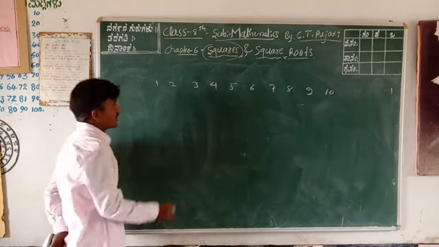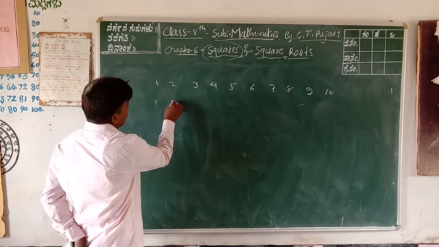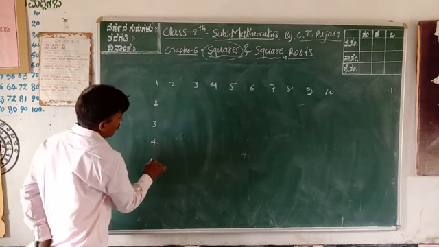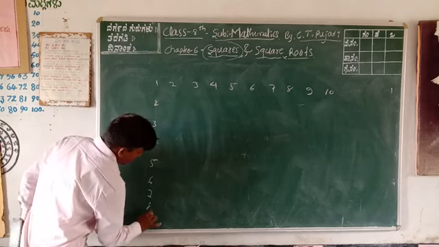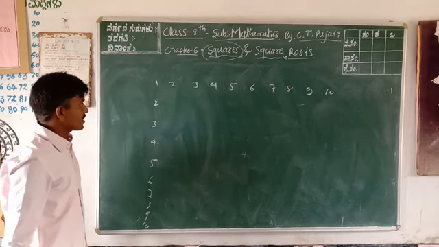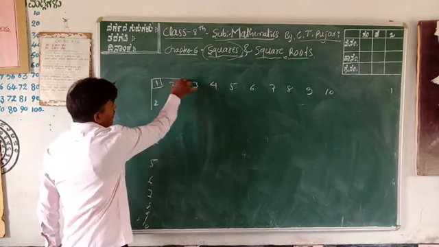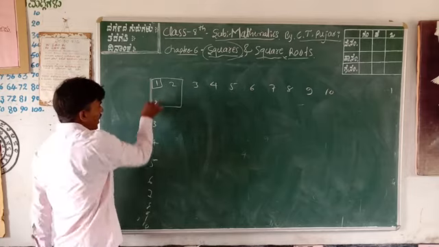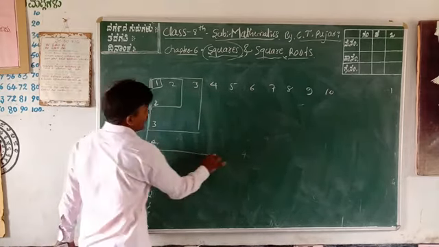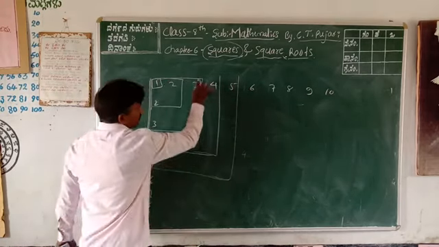Got it? Next again, the numbers 1, 2, 3, 4, 5, 6, 7, 8, 9, 10 are here in your square type numbers. 1 into 1 is 1 square. 2 into 2 is the next square. 3 into 3 is again a square. Next, 4 into 4 is also a square, and 5 into 5 is also a square.